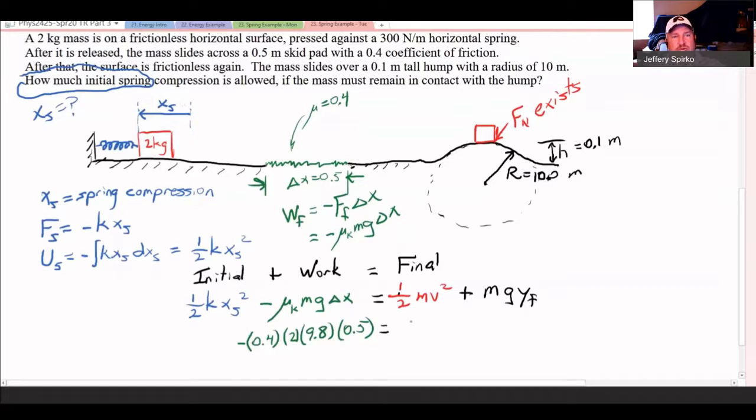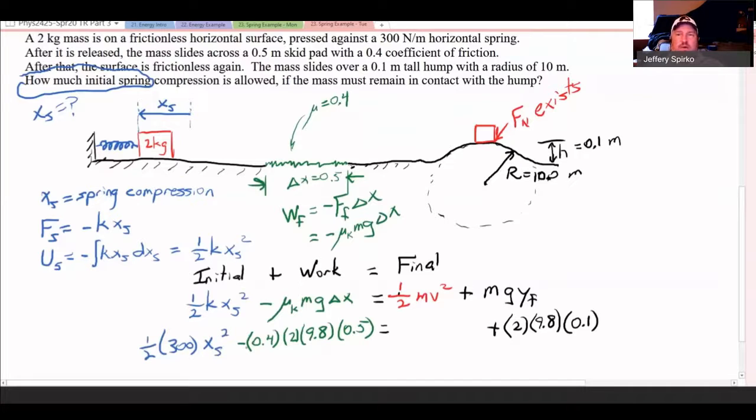We'll get to this one. We'll get to the 1/2 mv squared. Let's do the mgy. That's 2 kilograms times 9.8 times the height, which is 0.1. That's our final y value. So that gives us numbers for that. And in the initial one, we're going to have 1/2 times 300 times x sub s squared.